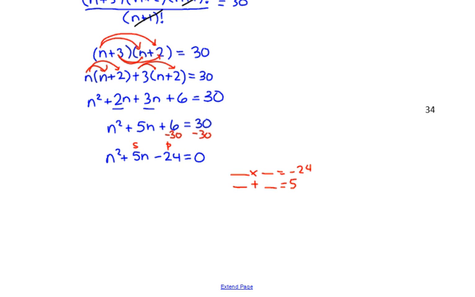So what are those numbers? 8 and 3. Who's negative for adding to 5? The 3 had to be negative. So does 8 times negative 3 equal negative 24? Yep. 8 plus negative 3 equal 5? Yep. So we can go straight to factored form. So I can go straight to the brackets. So our product is n plus 8 times n minus 3 equals 0.